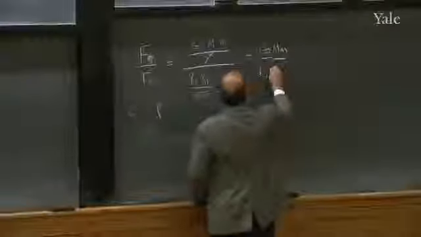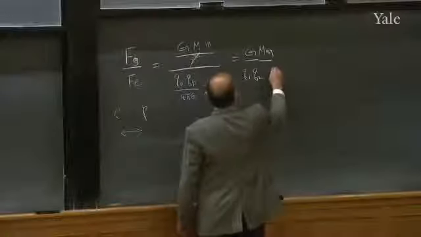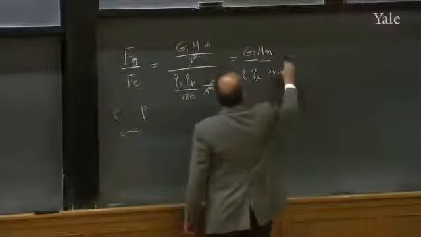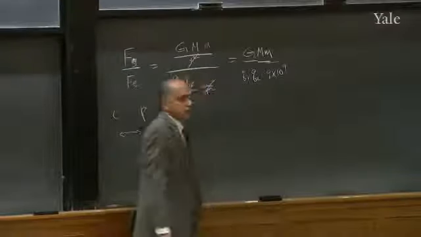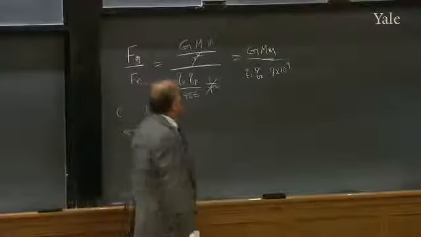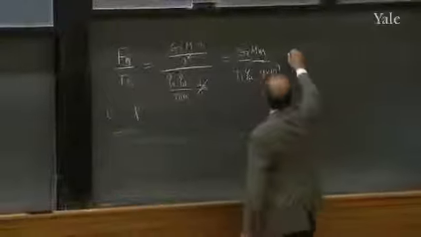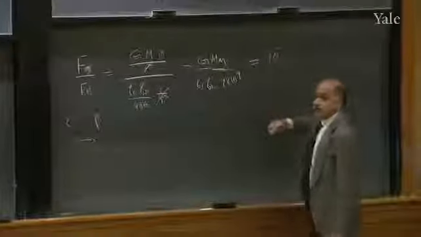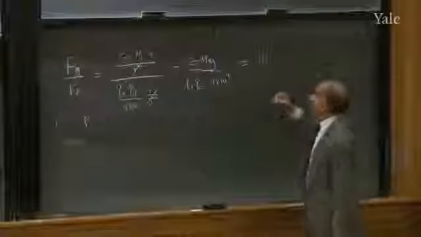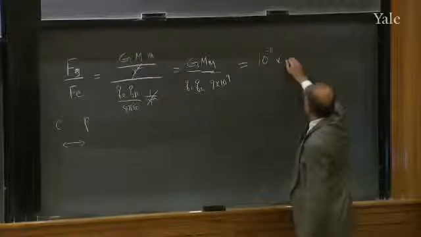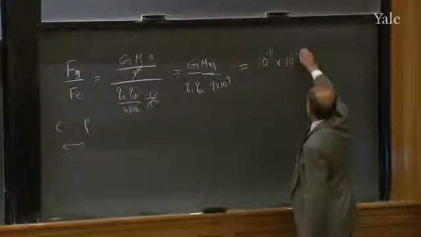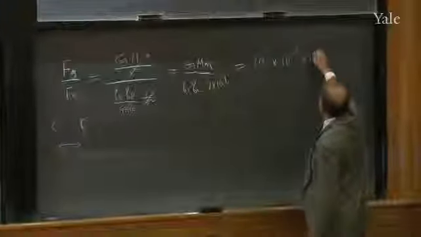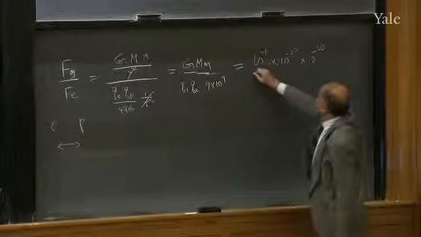Q1, Q2, and the 1 over 4 pi epsilon is 9 times 10 to the 9. So now we put in some numbers. G is 10 to the minus 11 with some prefactors, maybe 6 in the case. I'm not going to worry about prefactors. But the mass of the proton is 10 to the minus 27 kilograms. Mass of the electron, 10 to the minus 30 kilograms.